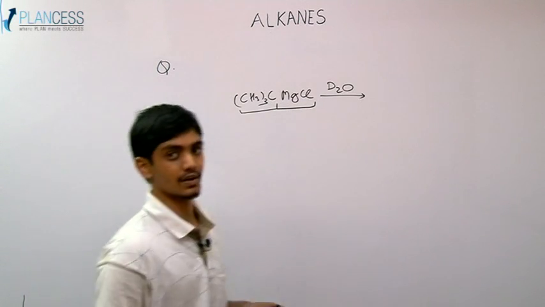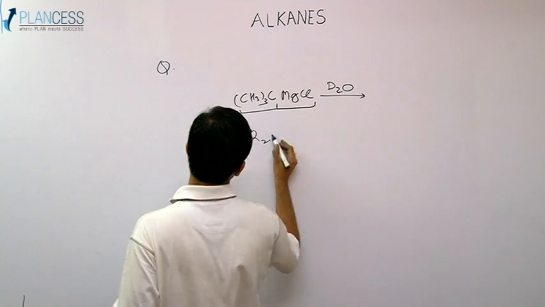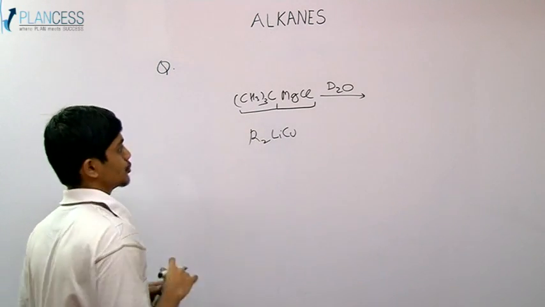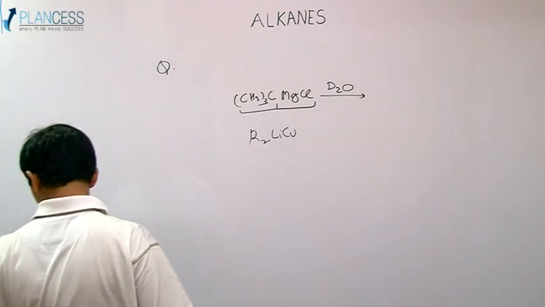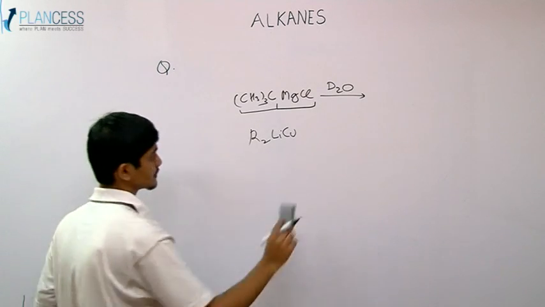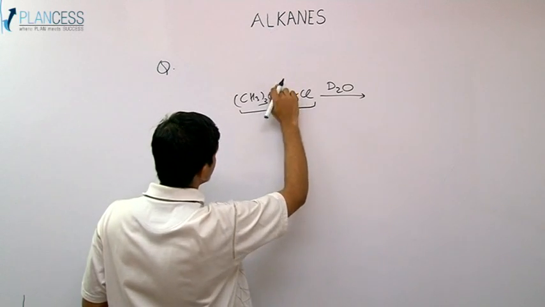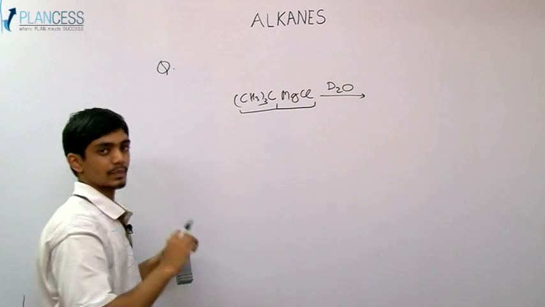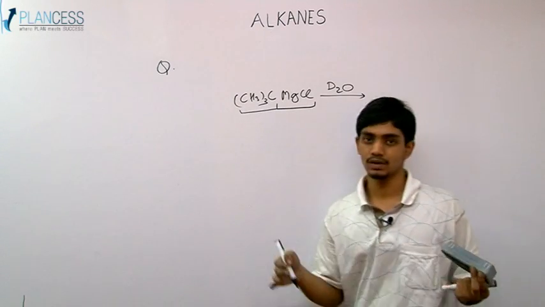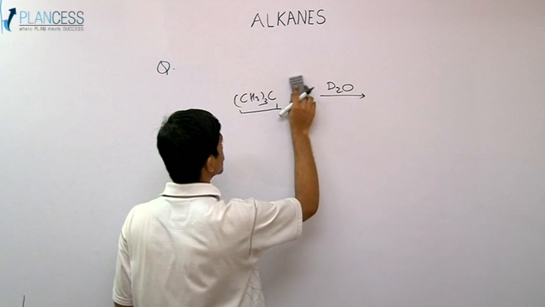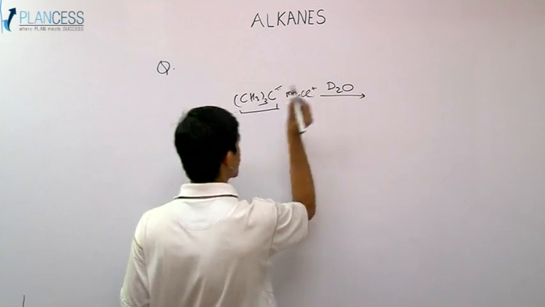Now this is a Grignard reagent, which is very similar to the lithium alkyl cuprates, R2CuLi. We discussed the lithium dialkyl cuprates in the chapter on synthesis, and this is very similar to that because this is also an organometallic compound, except that here the metal is magnesium instead of lithium. So we just remove this and we can write it as MgCl plus.